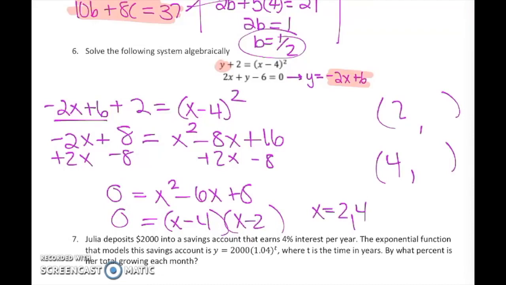Now, from here, we're going to go back and plug in. So if I plug in my 2, then I'm going to wind up with y equals 2. If I plug in 4, I'm going to wind up with y equals negative 2, and so that would be my solution to my system, those two coordinate points.